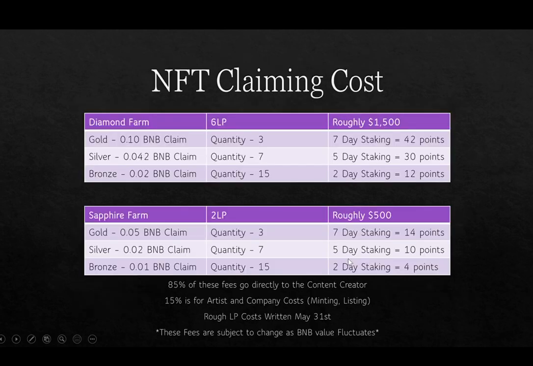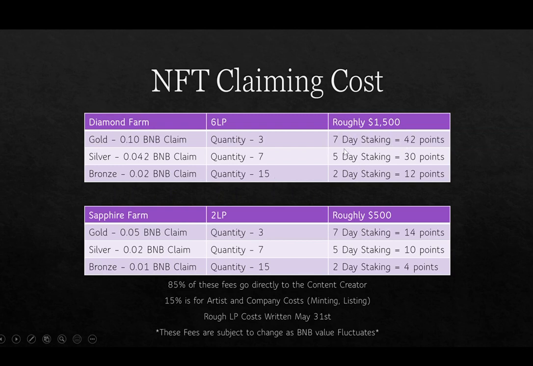All right, so here's the table for the claiming costs. Okay, so I had to put them in BNB because that's how the platform works, but I can break them down to pretty rough dollar amounts right now. This one was about $35. This was about, I think, $18, and this was like $7. Okay, for the bronze. Right, here's the quantities: 3, 7, 15.